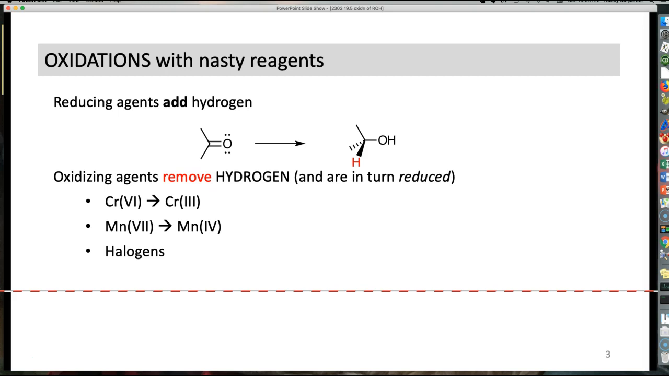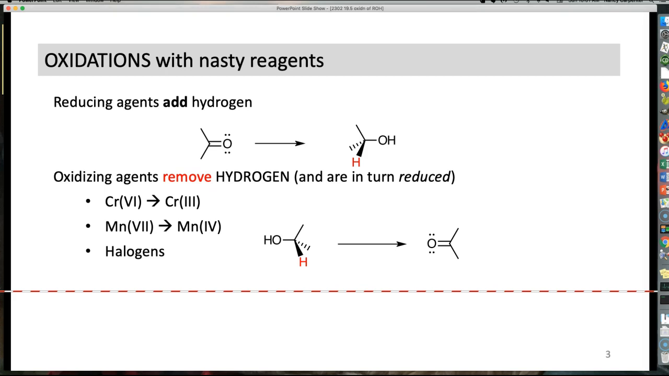So I already mentioned chromium. Chromium(VI) is a great oxidizing agent because it really wants to get reduced down to chromium(III). Manganese(VII) would really like to be reduced down to manganese(IV), and so on and so forth. Believe it or not, we'll see halogens, like our zero-valent halogens, being reduced down to halides. Halogens are actually great oxidizing agents.